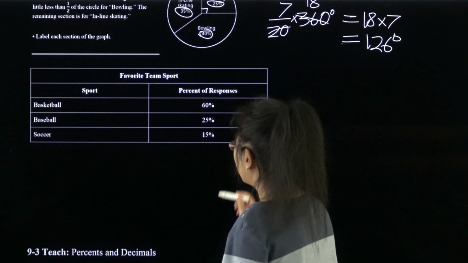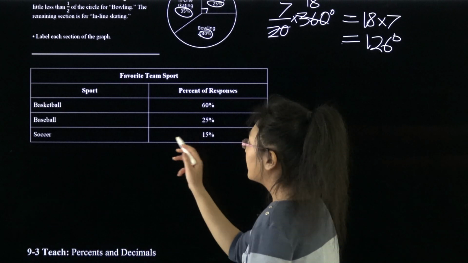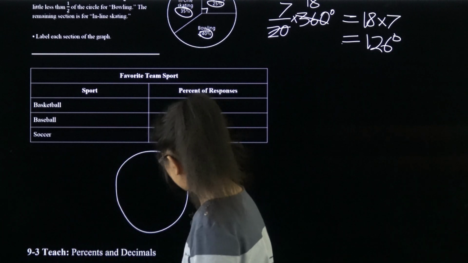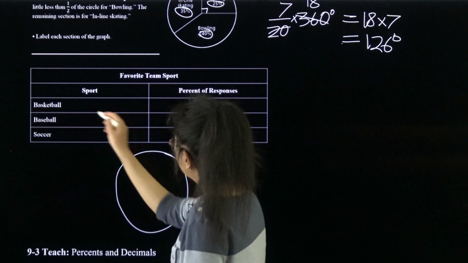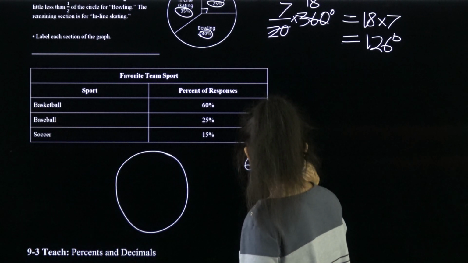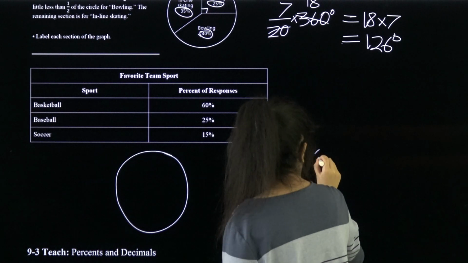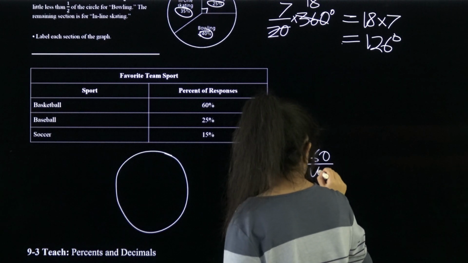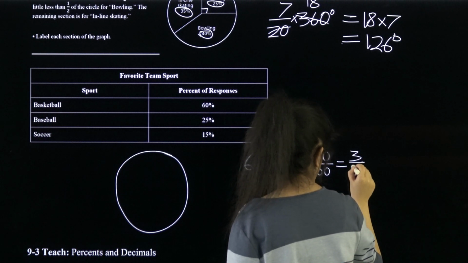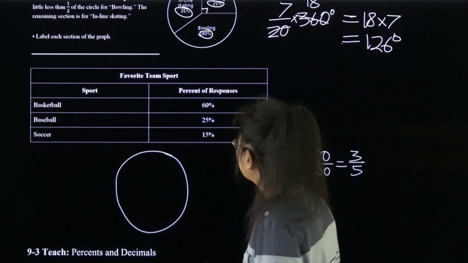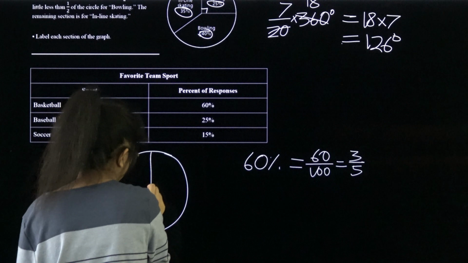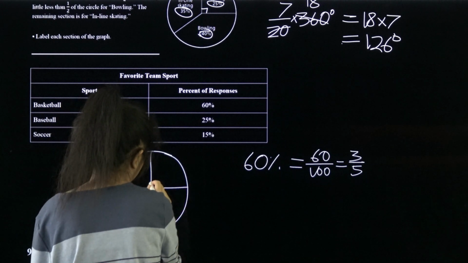So let's do one with this. Favorite team sport? Well, let's draw a badly drawn circle. That's actually not too bad. Well, basketball has 60% of responses, so 60% would be 60 over 100, which is 3 over 5. Okay. Baseball has, oh, that's 25%. That's easy. That's a quarter. So let's just put out a quarter here.